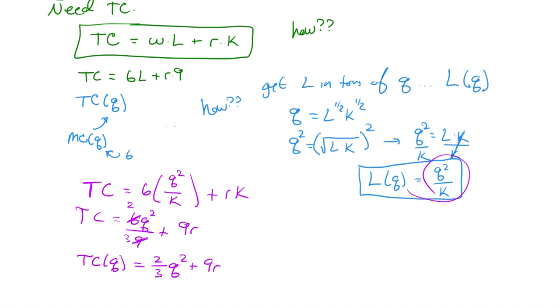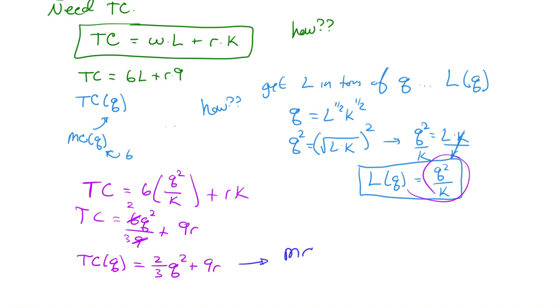And at this point, you might be saying, man, we don't know what R is. And that is true, we don't. Meaning we don't know what total cost is. But the question is not asking for total cost. The question is asking us to solve for marginal cost. So let's do marginal cost.